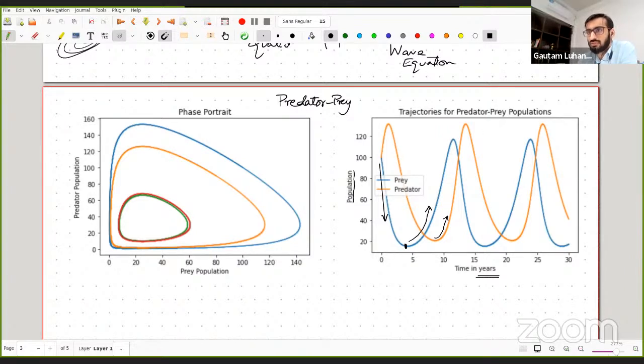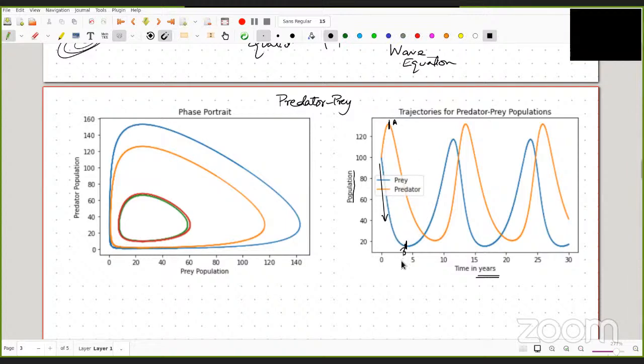Anyone want to add something else that they noticed from this graph? What's happening at this point? Or what's happening at this point? The predator population reaches its peak at A, and the prey population reaches its minimum at B.